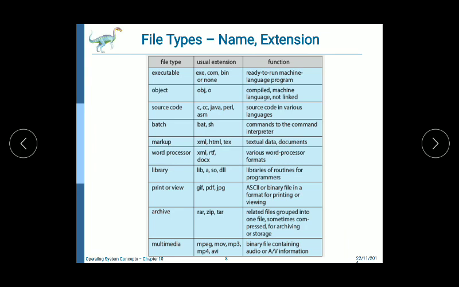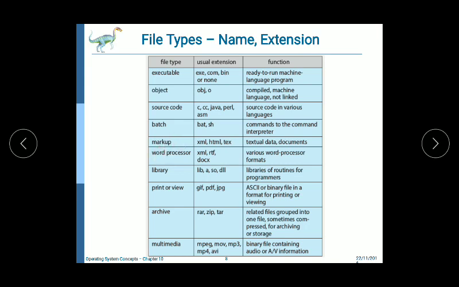So in this particular figure, you can see different file types, names and extensions. For example, an executable file, its extension can be .exe, .com, .bin or no extension. Its function is a ready-to-run machine language program. Likewise, we have object files with the extension .obj or .o, source code .c, .cc, .java, etc. Batch files .bat or .sh, markup files .xml, .html, etc.